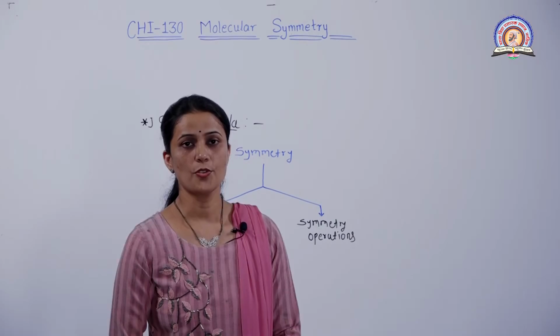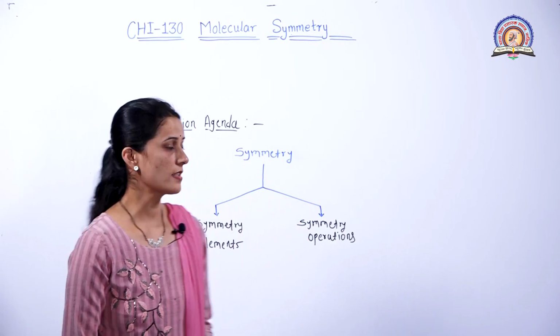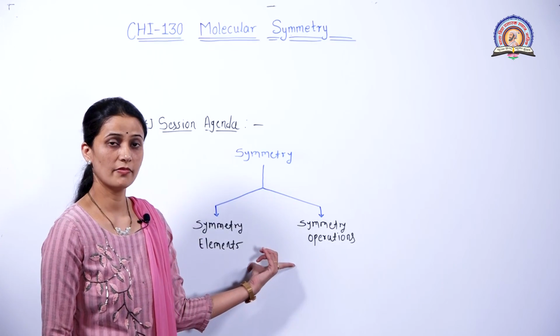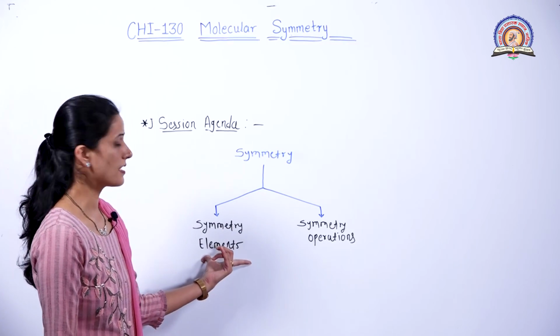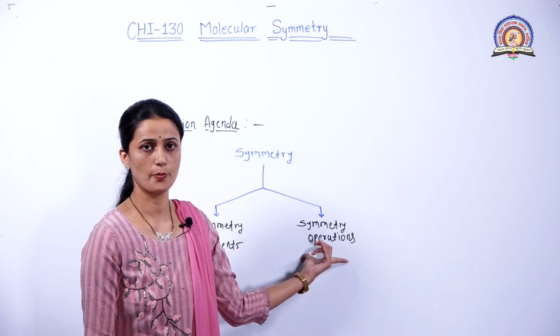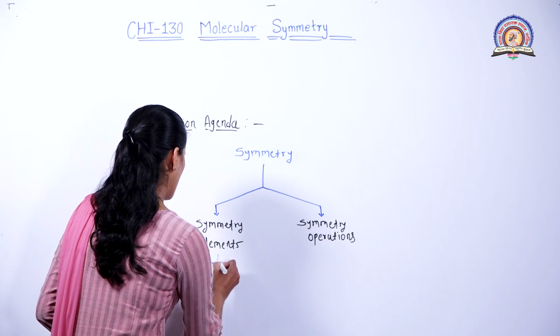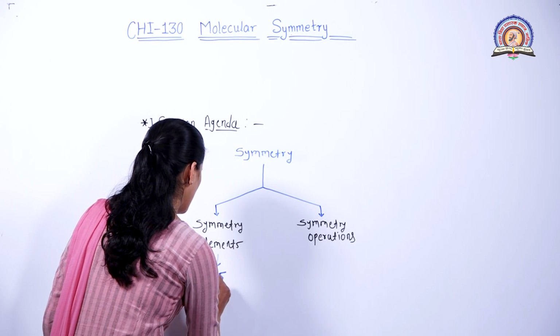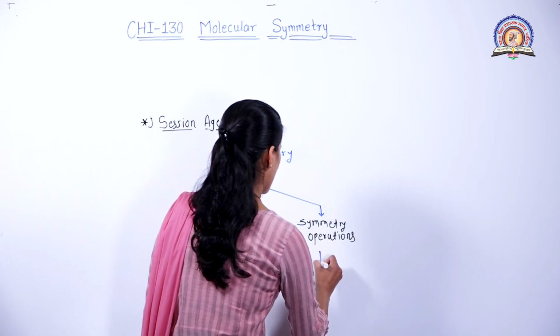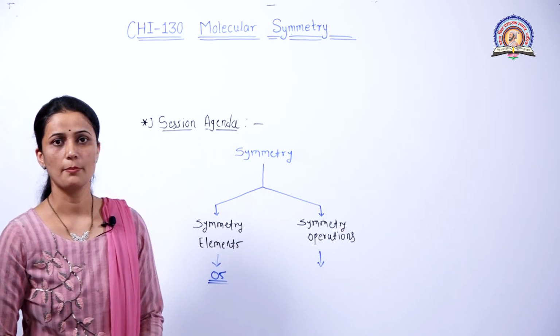So students, today we are going to discuss a topic from molecular symmetry, that is CHI 130, and the topic is symmetry elements and symmetry operations. Today we are going to discuss two different aspects of symmetry, that is symmetry elements and symmetry operations. There are total 5 symmetry elements and we have to study their operations. Okay, so let's see one by one.